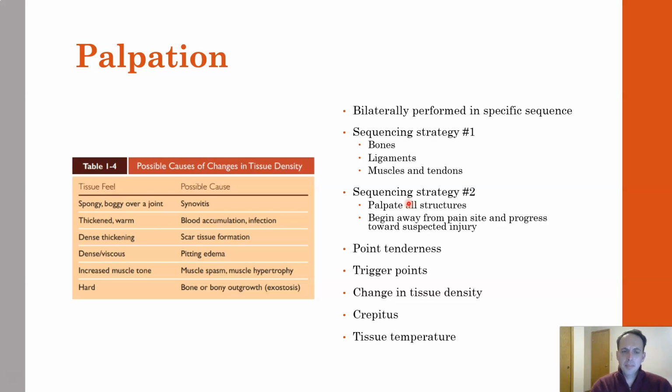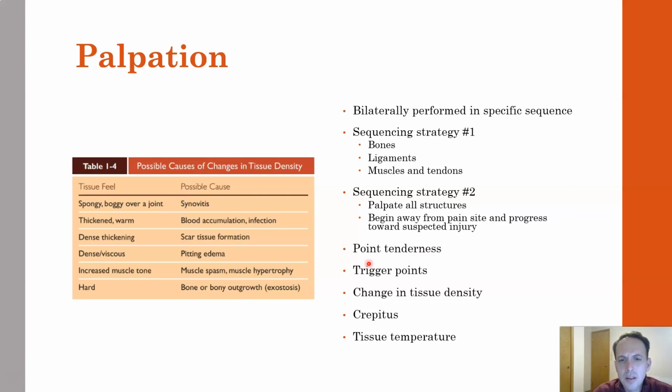But when we're palpating, we use lighter touch and then progressively deeper touch, so we can start to feel for things like point tenderness, trigger points, any change in tissue density, crepitus or grinding, and tissue temperature. And you can see here some of the possible causes of changes in tissue density. So abnormal feelings within the tissue can be associated with different causes.